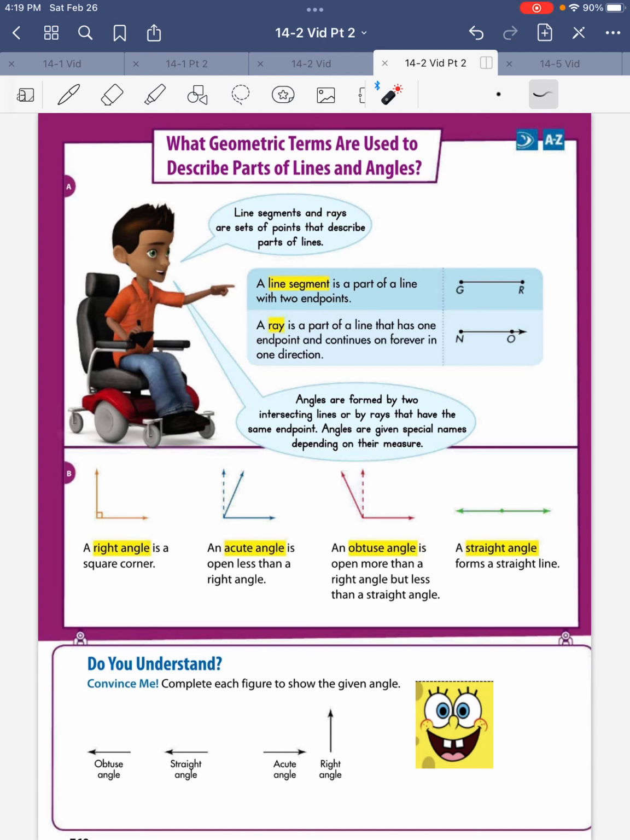Okay, so I'm still doing 14-2 and we're still learning about angles. So there's more angles to learn about. Before we do that, we're going to learn about more geometric terms.